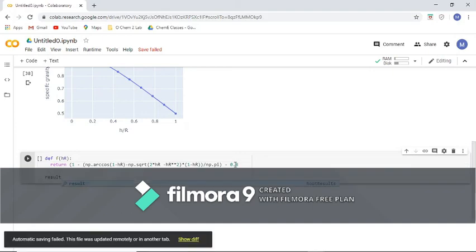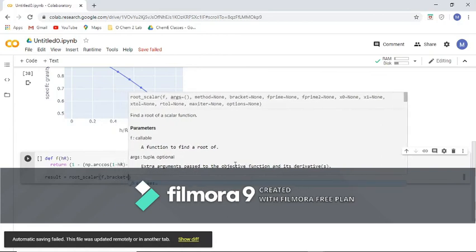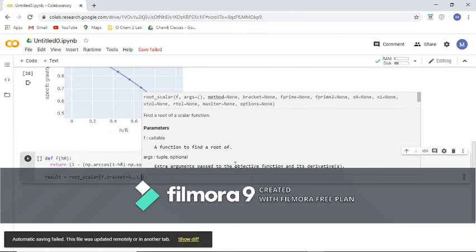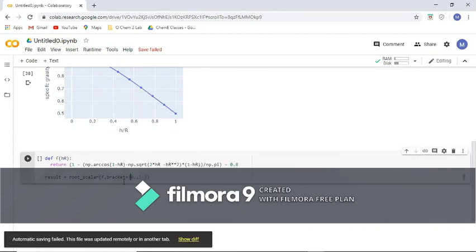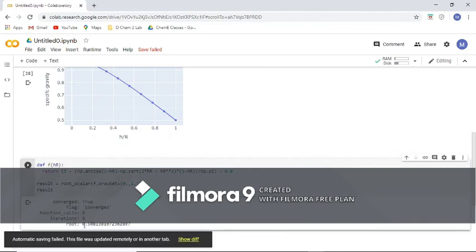And then for our result, we'll want to type result equals the root_scalar from earlier, and close that, f, bracket is equal to 0. comma 1. close it, and then result, and we'll get our value for h over r. And then we'll get a value of 0.508 for our h over r value.